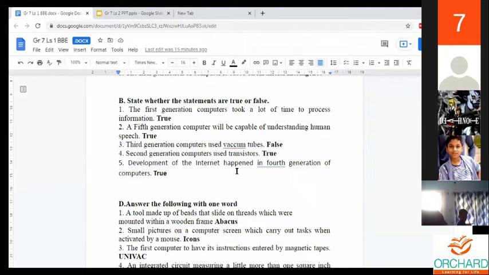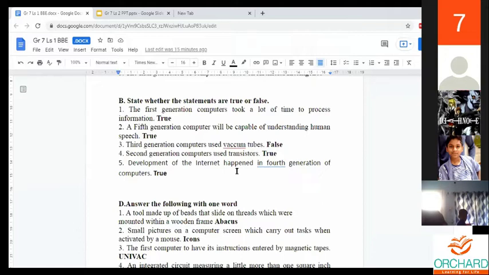True. So the best example is our mobile phones. We are having Android mobile phones, no? So we are having the human speech understanding facility in that mobile phone, no? So a fifth generation computer will be capable of understanding the human speech. True. Third one, third generation computers use vacuum tubes.